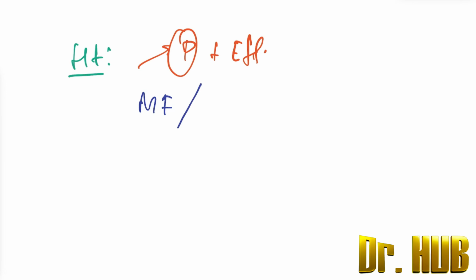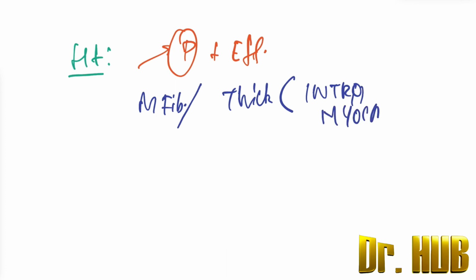In the heart there is pericarditis with effusion, and there is myocardial fibrosis as well as thickening of the intramyocardial arteries.